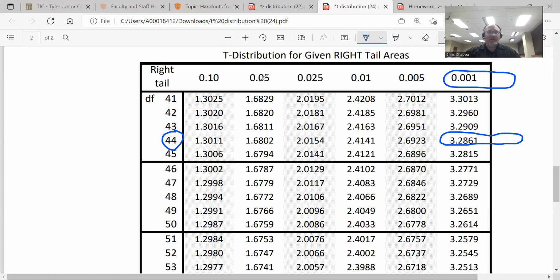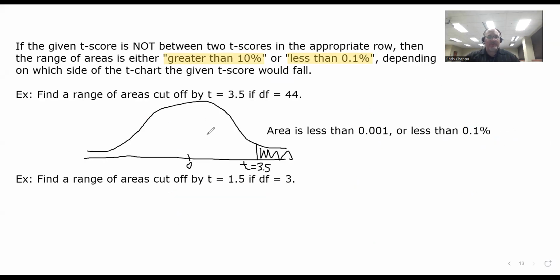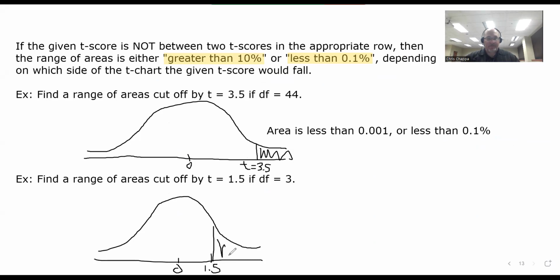Well, find a range of areas cut off by t equals 1.5 if degrees of freedom equals 3. Let's draw the picture. 1.5, 3 degrees of freedom. And the question is, what's this area?